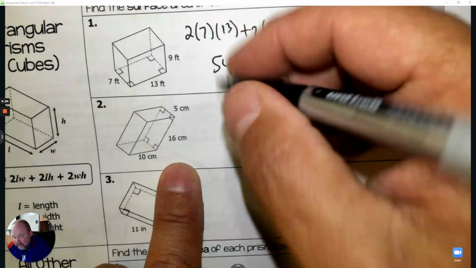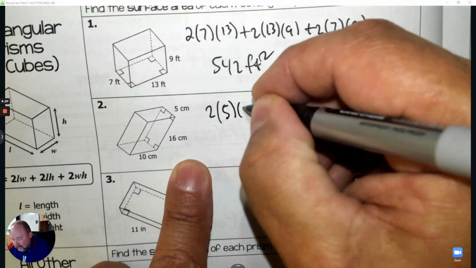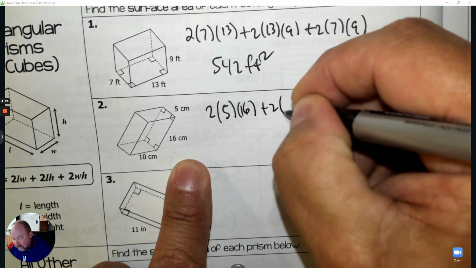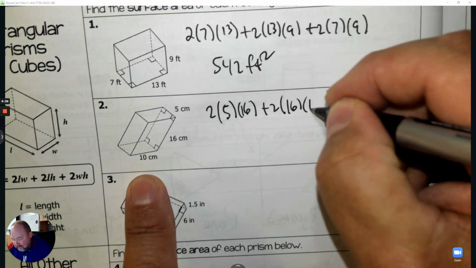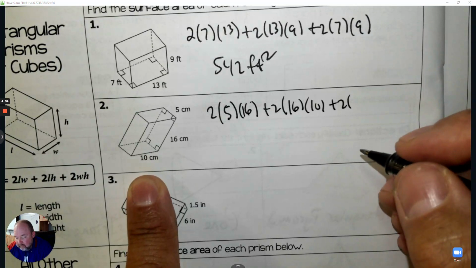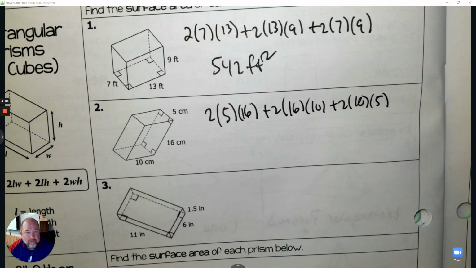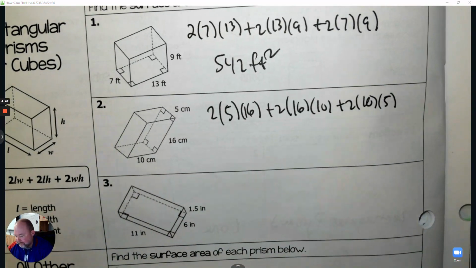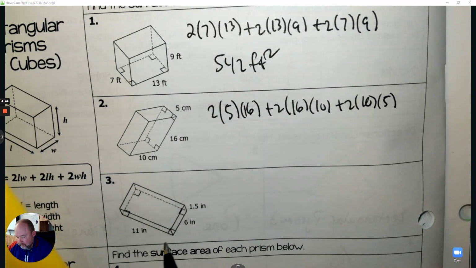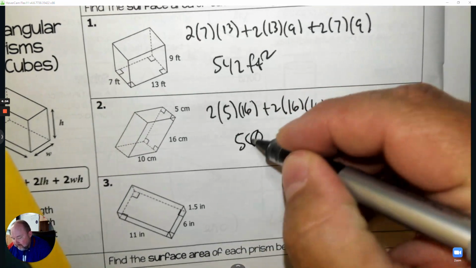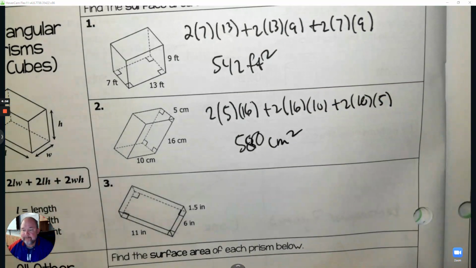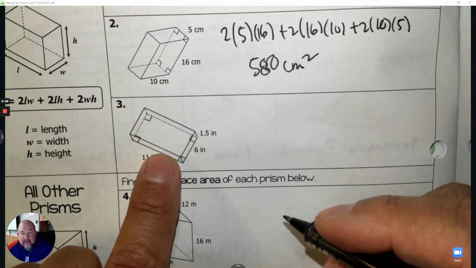All right, let's try it again. For a rectangular prism, we're going to go 2, and then we're going to use 5 and 16. Then we're going to go 2 and use 16 and 10. And then we're going to go 2, and then which combination? 10 and 5. So all the combinations times 2. And then put it in your calculator. I get 580, and that's going to be centimeters squared.